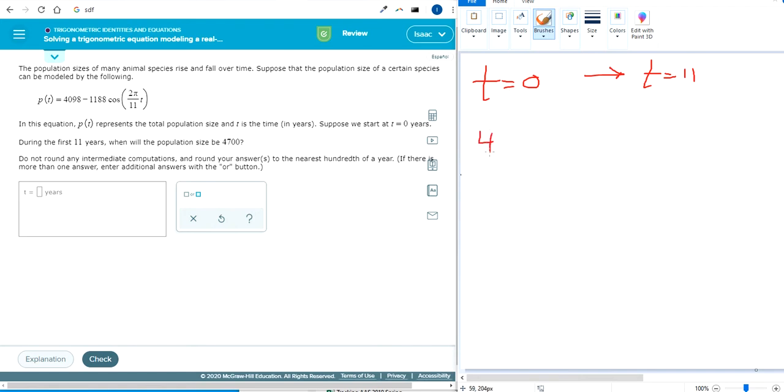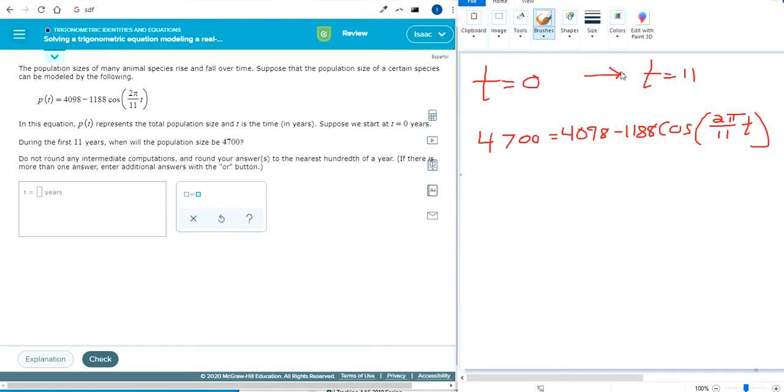So that means I'm going to plug 4,700 in for P of t, because that's what the variable P of t represents. It represents the total population, 4,098. And when we solve this equation for t, that's going to tell us how much time it takes until we've reached that population.